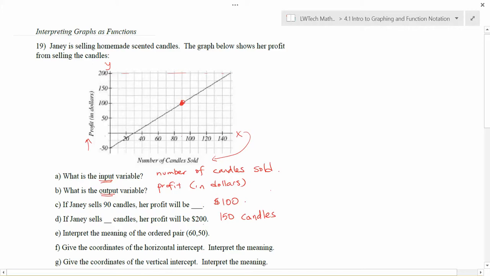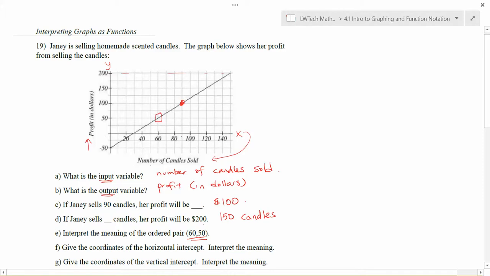Now, occasionally you're going to be asked to interpret points or values for our problem, and really what that means is talk about what the units are that these are representing. So for example, here we have an ordered pair (60, 50). We want to talk about what that means. Well, let's think about it. First, let's find it on the graph, and then let's talk about what the meaning might be. 60 is our x-coordinate, so we go out 60 this way. 50 is our y-coordinate, so we go up here. So this is the point that we're talking about on our graph.